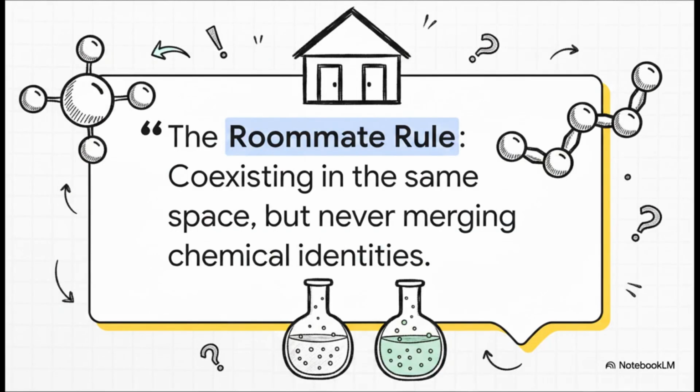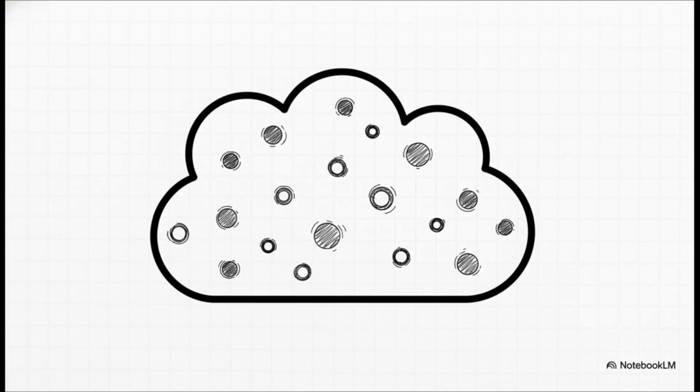I love this analogy because it perfectly explains the behavior of mixtures. It's the roommate rule. The components are coexisting in the exact same space, sharing the exact same environment, but they never actually merge their chemical identities. Each component keeps all of its own quirky physical properties completely unchanged by the presence of the other stuff in the room.